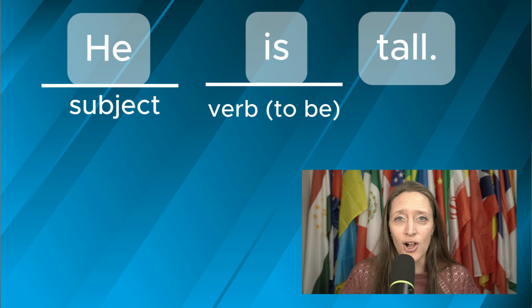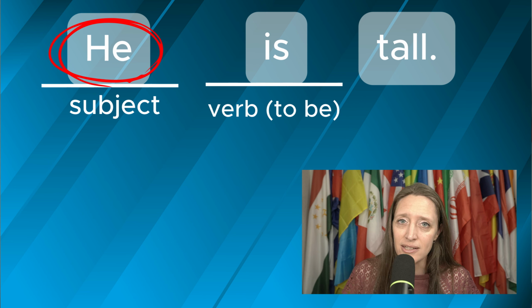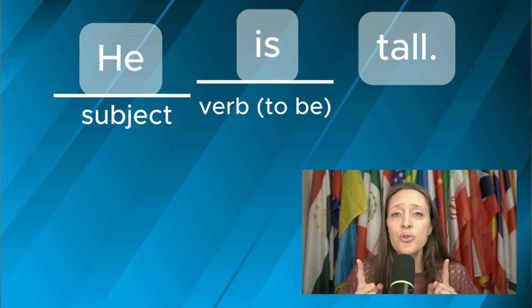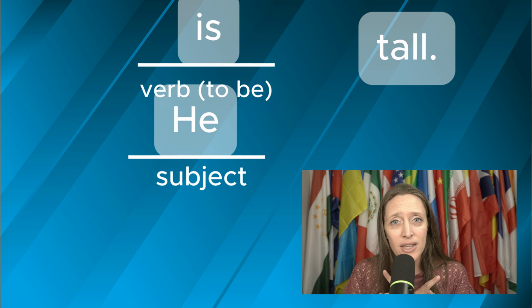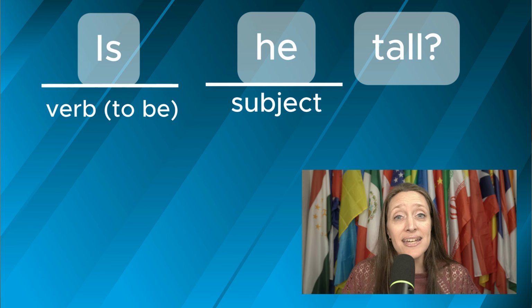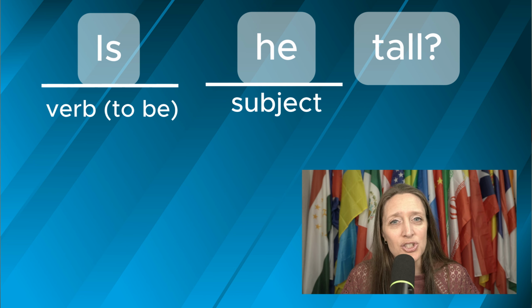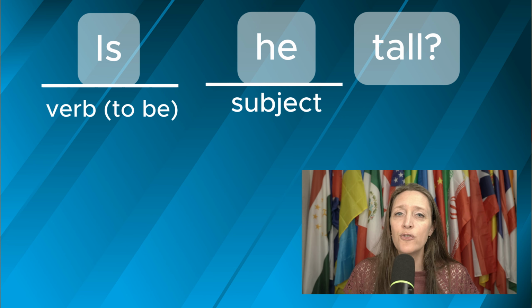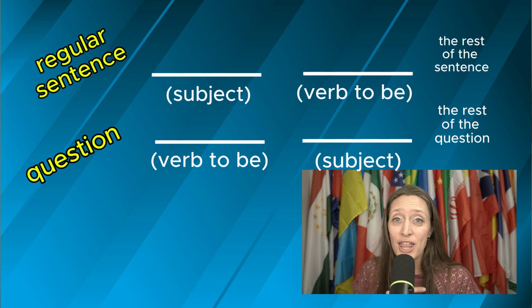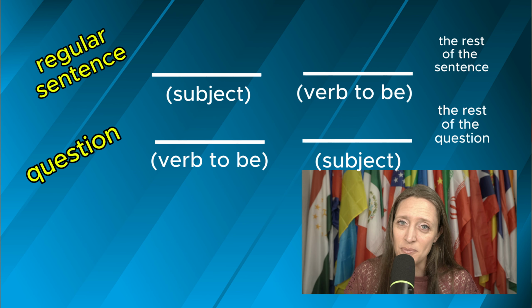Let's do another example. He is tall. He is the subject. Is the verb to be. Let's change the words he and is. Now we have, is he tall? And now this is a question in English. So for a regular sentence, the subject and then the verb to be. In a question, the verb to be and then the subject and the rest of the sentence.